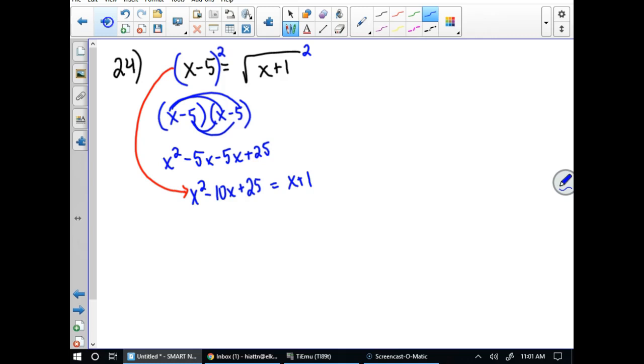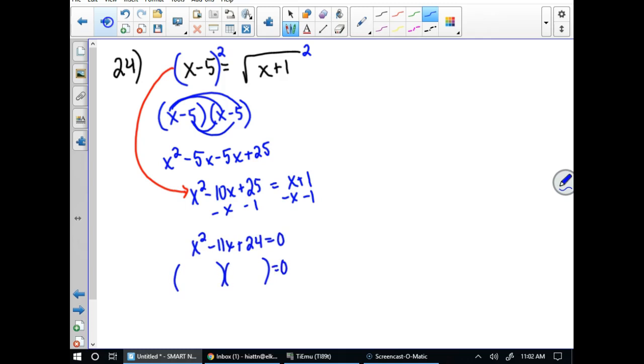How do I solve this one? What do I do, Brill? Everything to one side. So I'm going to subtract this x and subtract this 1. And that's going to give me x squared minus 11x plus 24 equals 0.